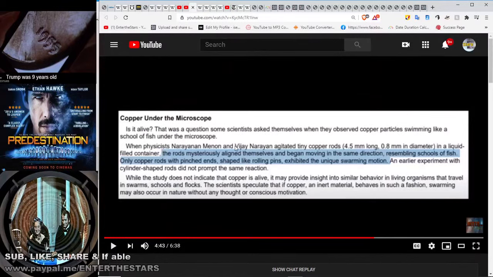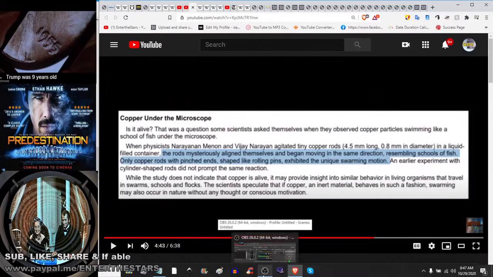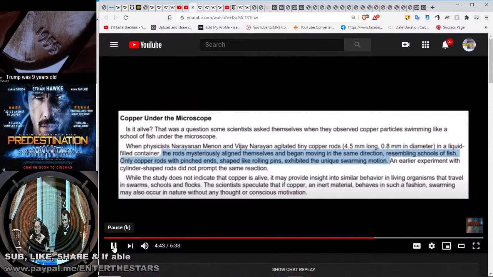This is an experiment that was done. Copper under the microscope. Is it alive? This was a question some scientists asked themselves when they observed copper particles swimming like a school of fish under the microscope. When physicists Narayan Menon and Vijay Narayan agitated the tiny copper rods in a liquid-filled container, the rods mysteriously aligned themselves and began moving in the same direction, resembling schools of fish. Only copper rods with pinched ends, shaped like rolling pins, exhibited the unique swarming motion. So, copper is the living rock. Let's keep watching here.